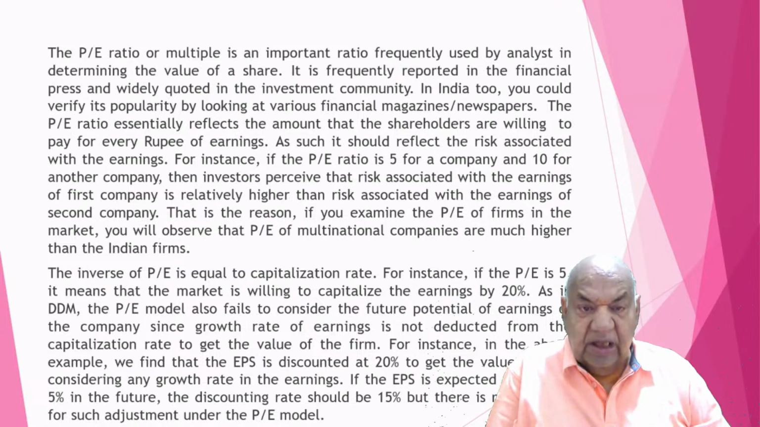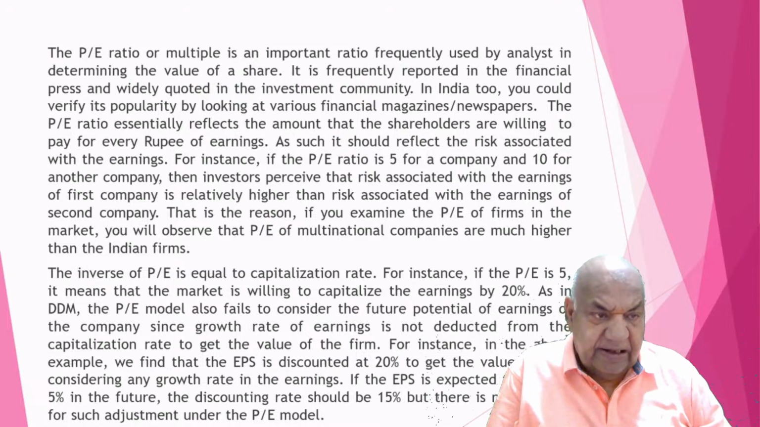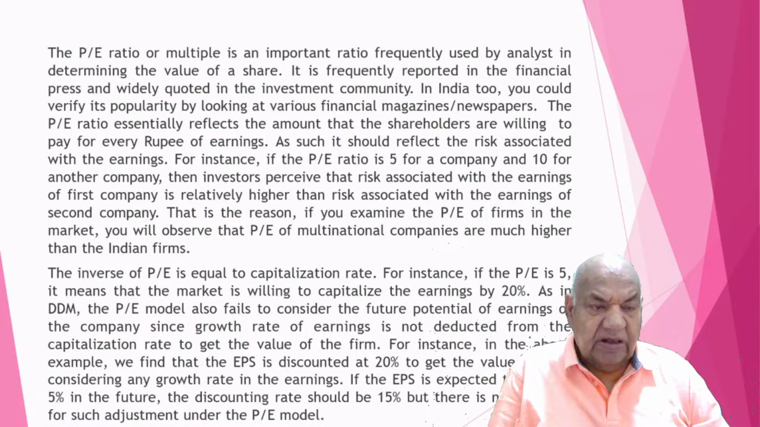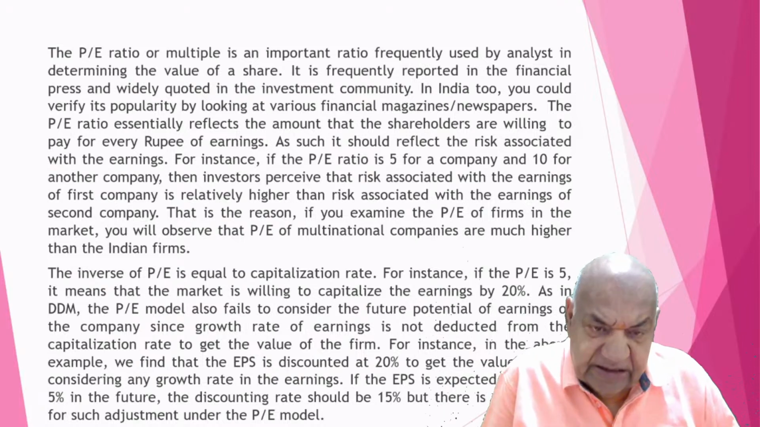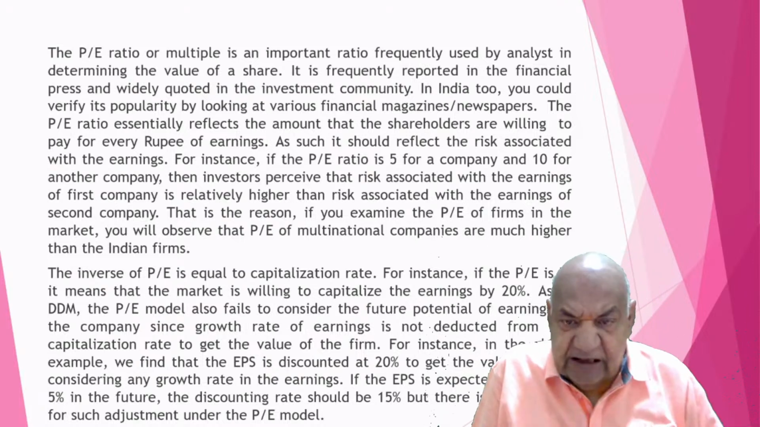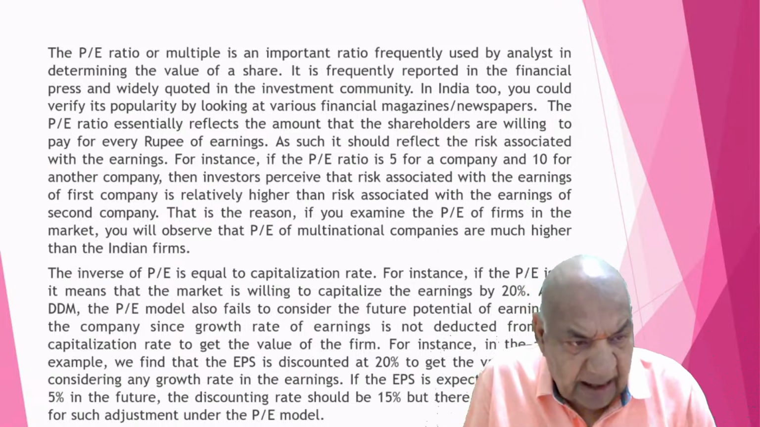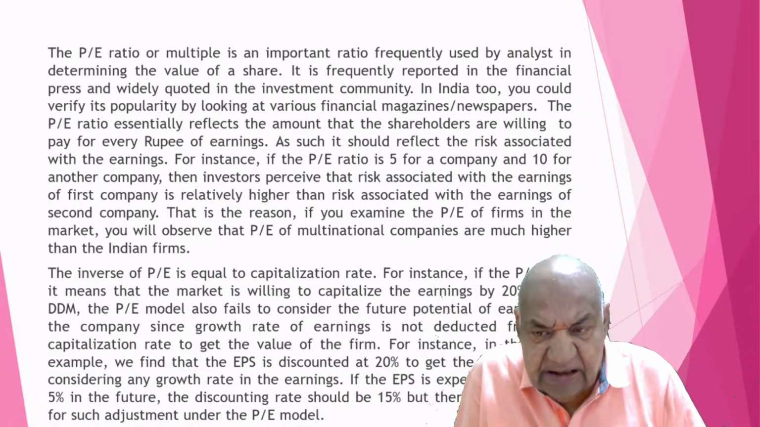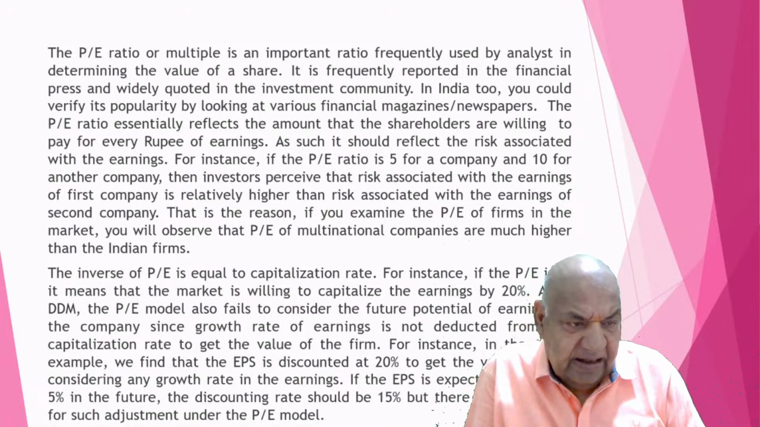For instance, if the PE ratio is 5 for one company and 10 for another company, then investors perceive that the risk associated with the earnings of the first company is relatively higher than the risk associated with the earnings of the second company. That is the reason, if you examine the PE of firms in the market, you will observe that the PE of multinational companies is much higher than that of Indian firms.